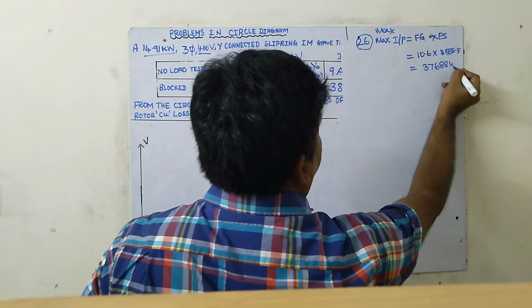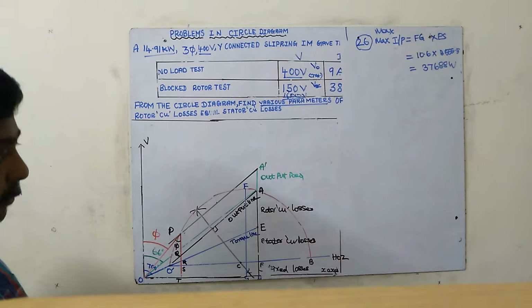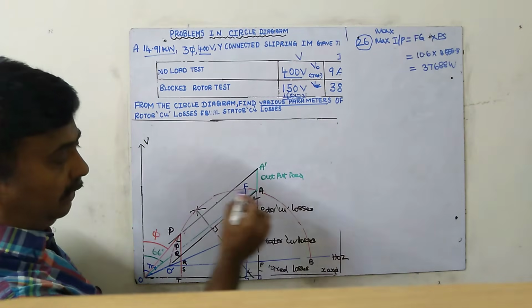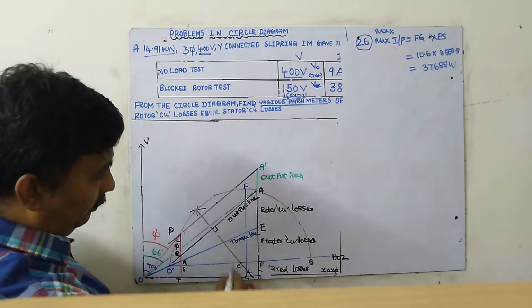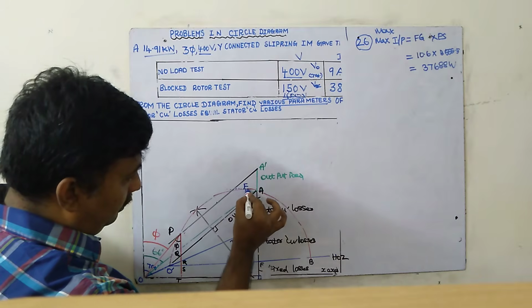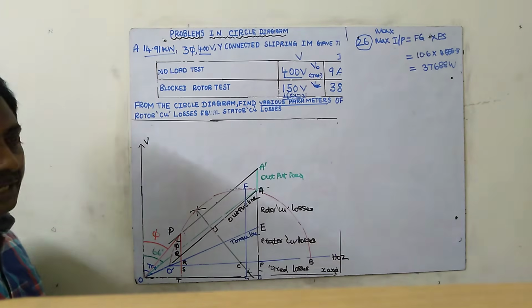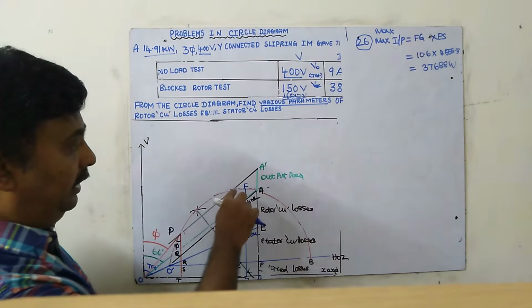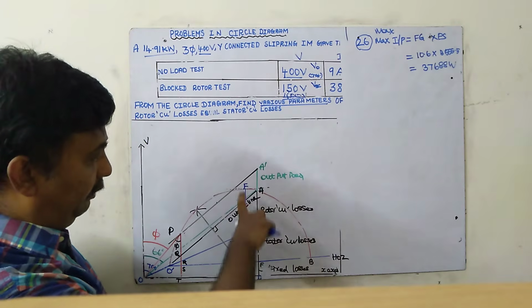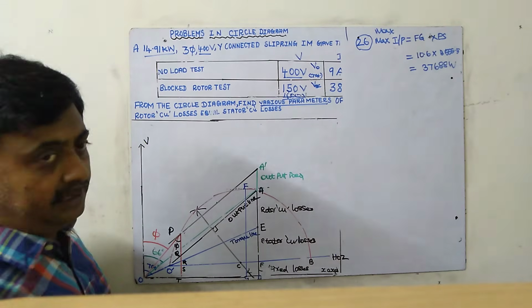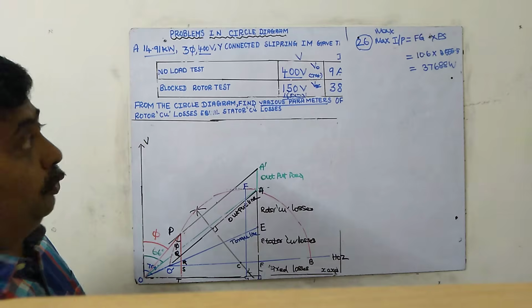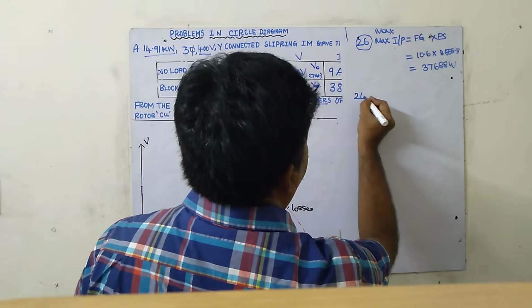37,688 watts I am getting. This is the maximum. How to find maximum input? I have to find the maximum top point of the semicircle, from this point, like this. Actually, we have to draw a tangent line. Don't draw a tangent line. Find the highest point and draw a perpendicular line. Measure this FG. That is the value. This is maximum input.